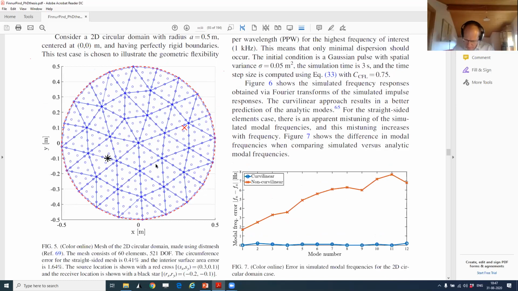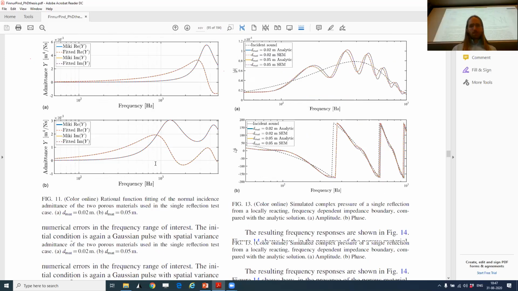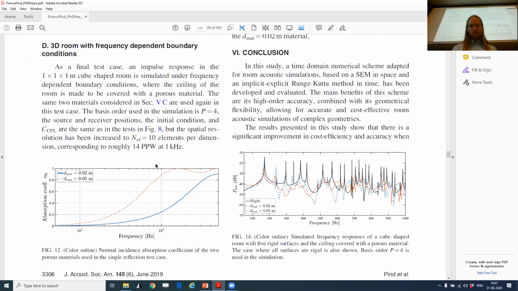So let's see. The last thing in paper 1 is that you studied a 3D room with frequency-dependent boundary conditions. And you show results in figure 14, but there you don't have any reference solution. True. It would have been very nice to see a reference solution. Yeah, indeed.